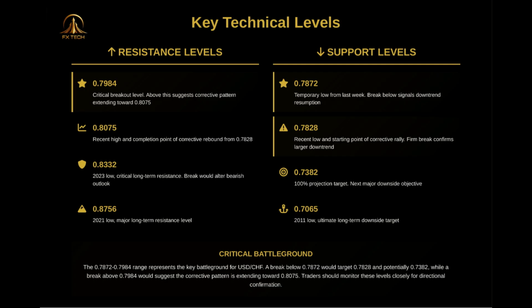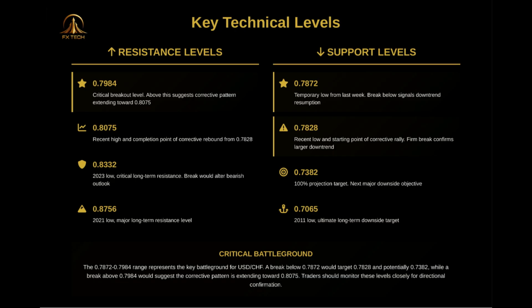Understanding critical technical levels is essential for trading USD/CHF effectively. On the resistance side, 0.7984 represents the key breakout level that would suggest corrective pattern extension. Above that, 0.8075 marks the recent high, while 0.8332 stands as critical long-term resistance.